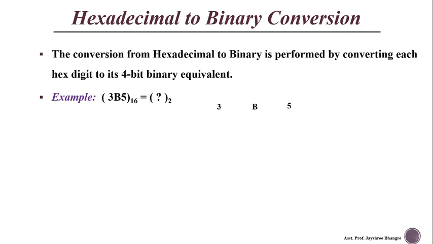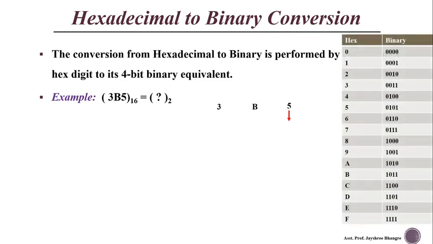Here we have written the number 3B5, and now we have to convert each digit into its equivalent binary number. So 5 is represented as 0101. Again, I have shown the table over here. B is represented as 1011 and 3 is represented as 0011. So collect the numbers to get the answer.